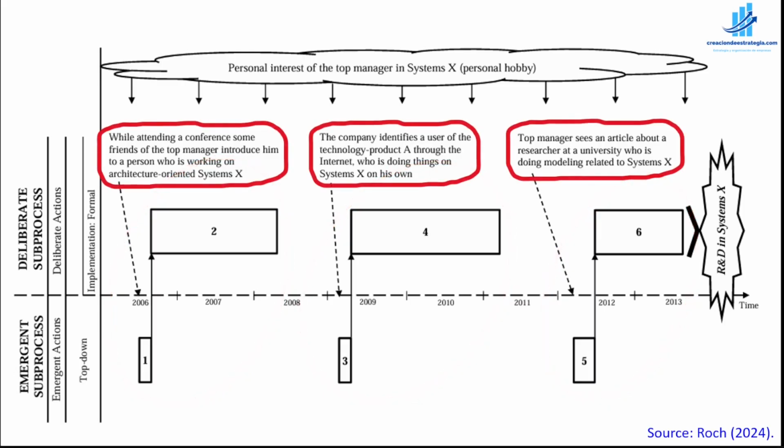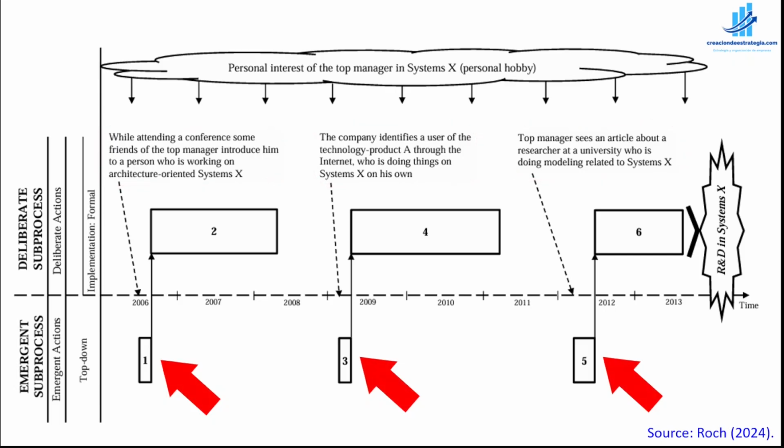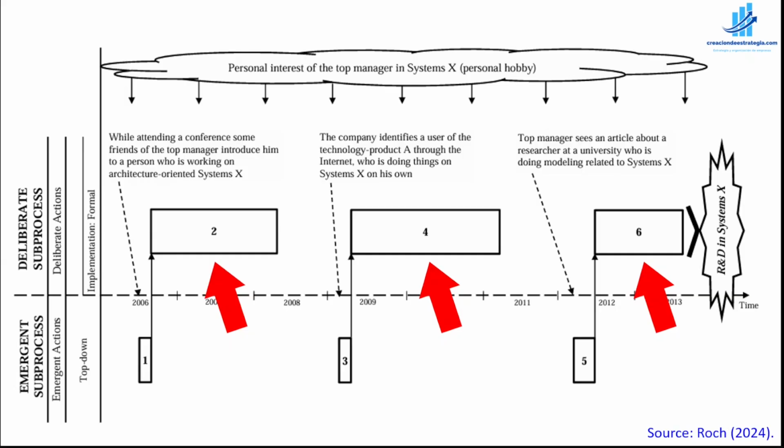As can be seen in this figure, each of these sequences of actions arises from an unexpected event. The top manager analyzes each one of these events and makes a decision to respond to each one of them. The top manager, together with the company's staff, deliberately implement the decisions made earlier. These three sequences of actions are framed within a personal interest of the company's top manager, or, in other words, are aligned or consistent with that interest of the company's top manager. As a consequence of the development of this stream of actions, a pattern of behavior is formed that constitutes the strategy finally realized in the company.